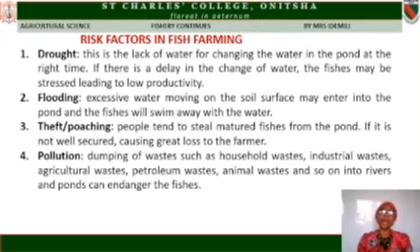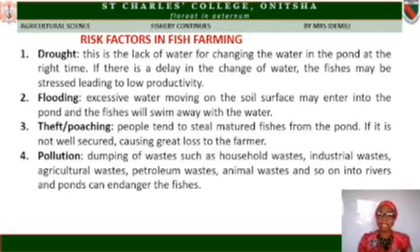Another risk factor in fish farming is pollution. Dumping of waste such as household waste, industrial waste, agricultural waste, petroleum waste, and animal waste and other waste into the rivers or ponds can endanger the life of these fishes.